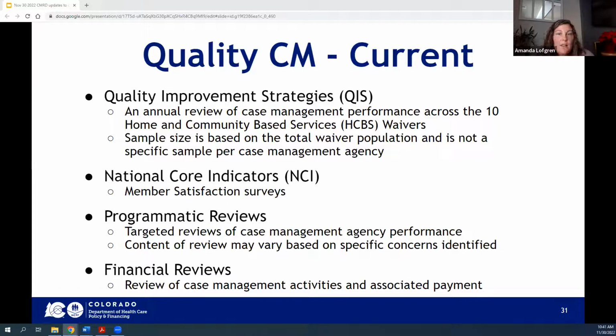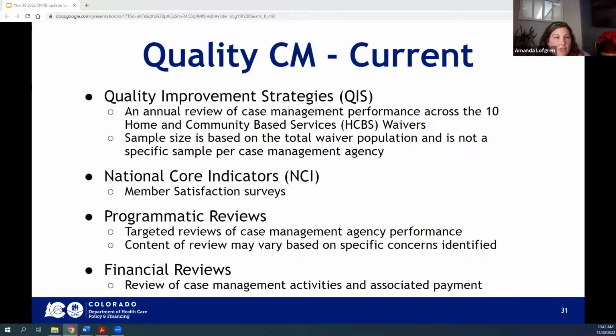All right, thank you. So quality. Currently, we have a couple areas where we provide oversight of case management using our quality improvement strategies, or what we refer to as QIS. This is an annual review across all 10 waivers that we conduct. There's a sample size that's based on the total waiver population, but it's not specific to each case management agency, and so that can create some current challenges. We also use the National Core Indicators, which are satisfaction surveys that go directly to members and their families. And then we do targeted programmatic reviews for case management agencies. The content may vary based on specific concerns that are identified. And then we do financial reviews annually of case management activities and associated payments.